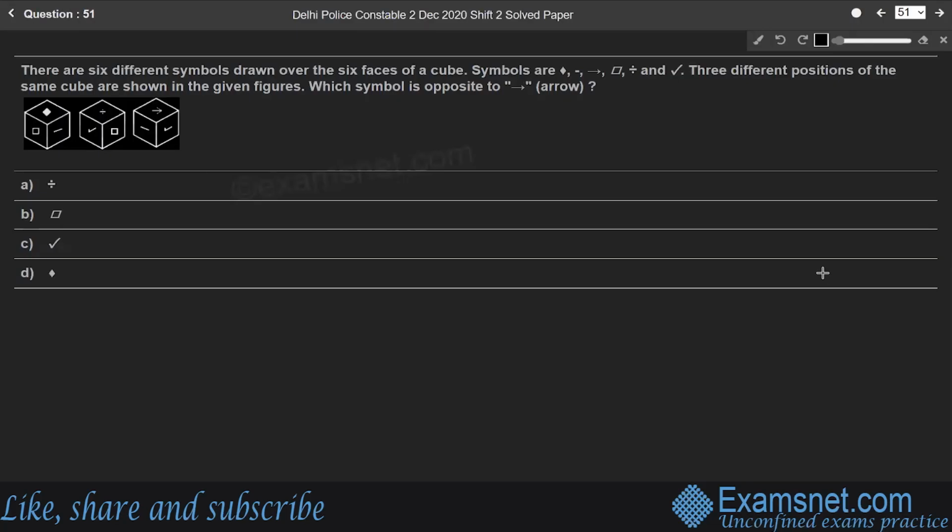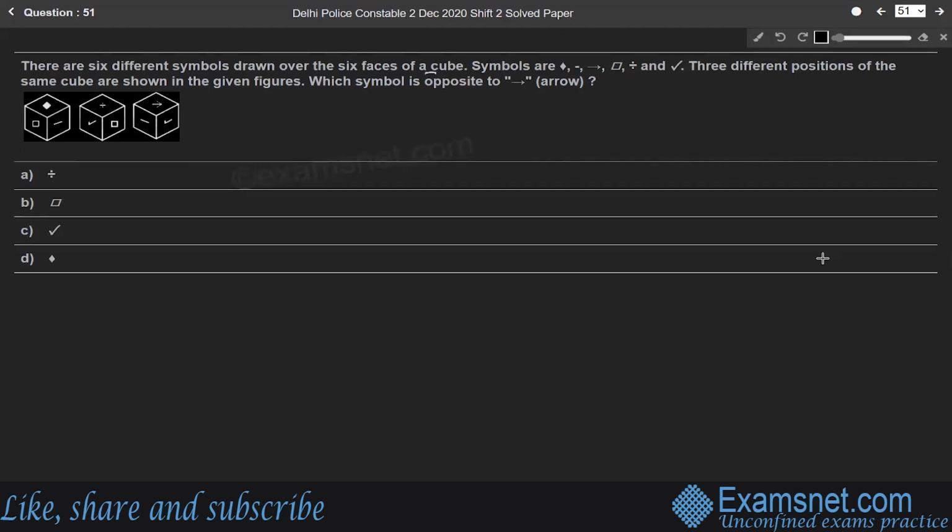Question 51. There are 6 different symbols drawn over the 6 faces of a cube. Symbols are diamond shape, negative sign, arrow mark, a quadrilateral, division sign, and a tick mark. 3 different positions of the same cube are shown in the given figure series. Which symbol is opposite to arrow mark?